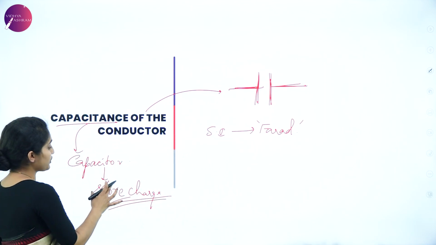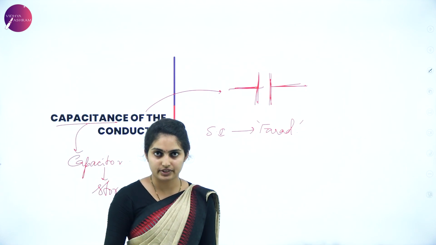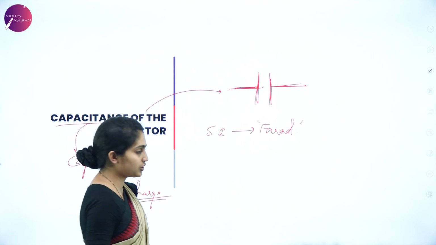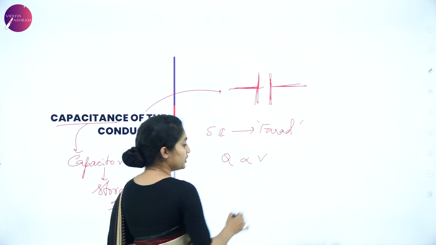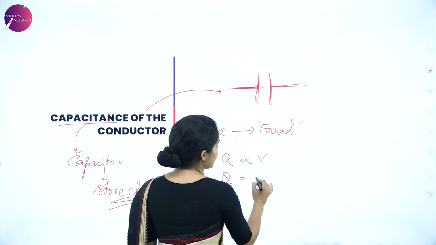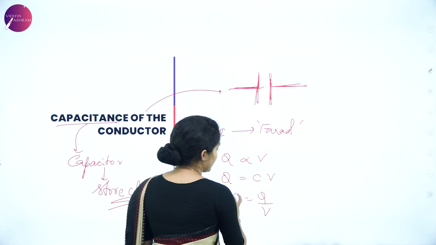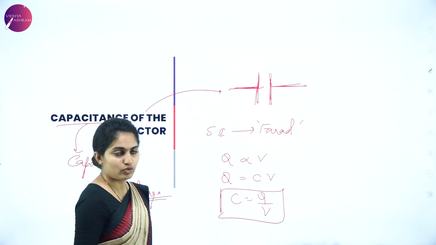So what is the use of a capacitor? A capacitor is the one which is used to store charges. Since the electric field is directly proportional to the voltage applied, the charge is directly proportional to the potential. So Q is equal to, removing the proportionality constant, C into V. So C is equal to Q by V, in the sense that charge can be 1 coulomb and the potential 1 volt.